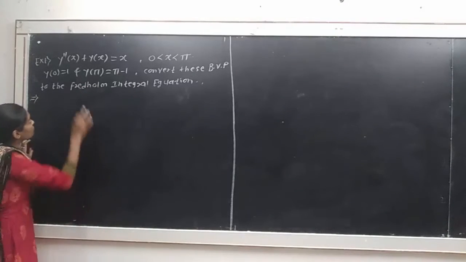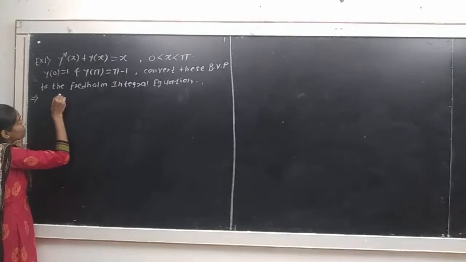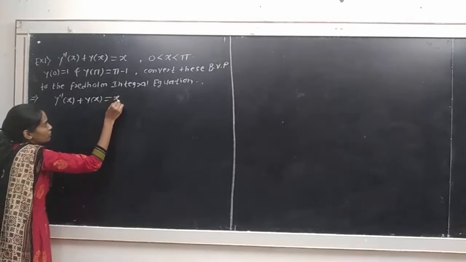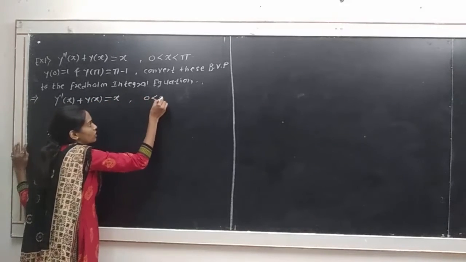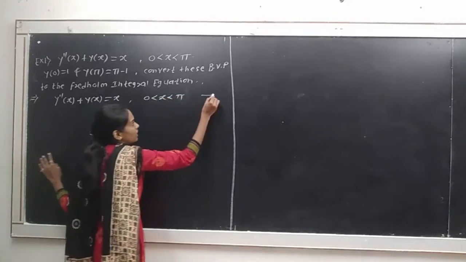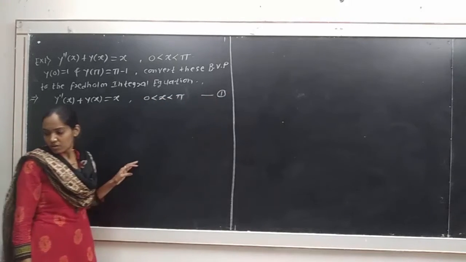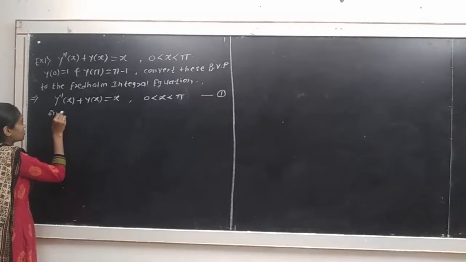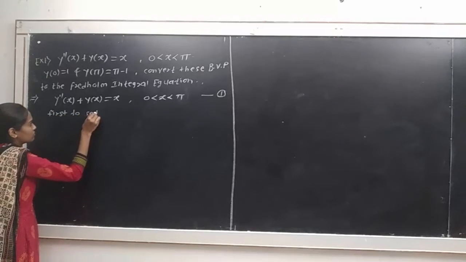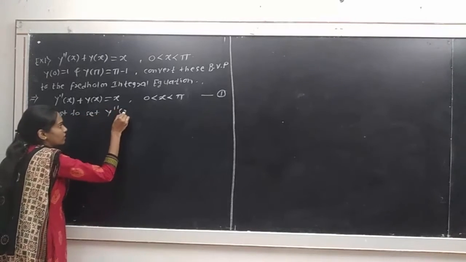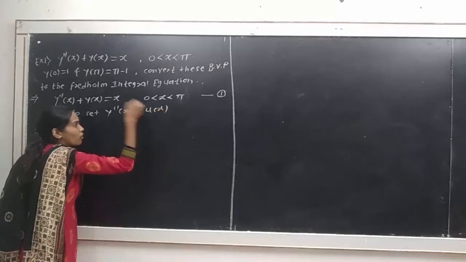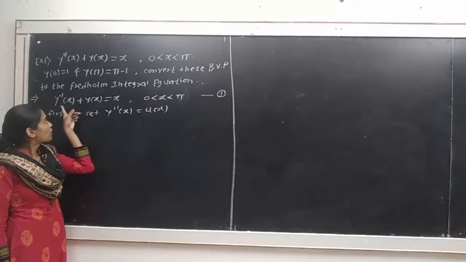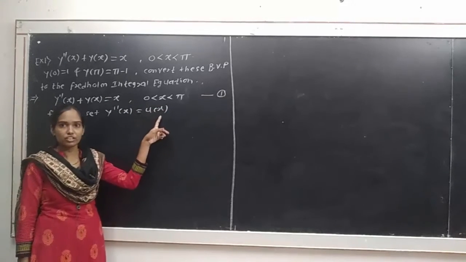equation. Then first we rewrite the given boundary value problem, that is y double dash of x plus y of x is equal to x, with 0 less than x less than pi. Take it as equation number 1. Then first set y double dash of x is equal to u of x, that is, first we have to set the higher order derivative equal to some function in x.